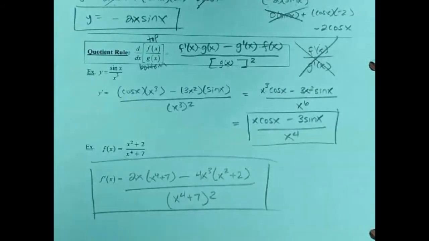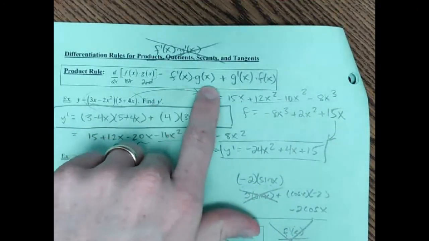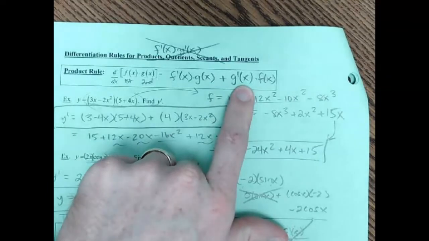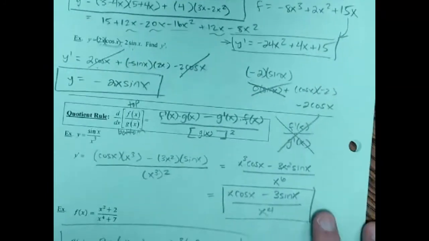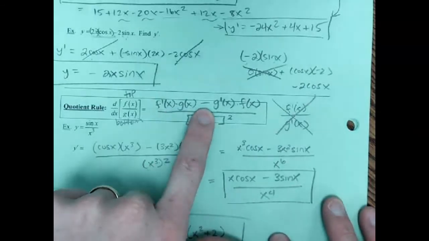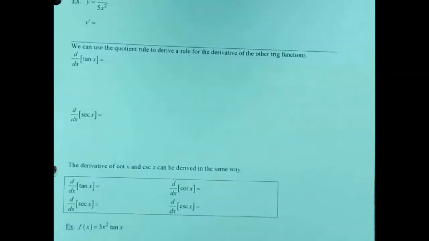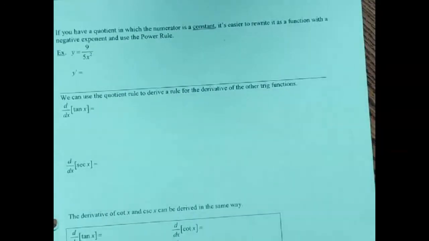Okay, so remember, product rule, derivative of the first times the second plus derivative of the second times the first. Quotient rule, you have the derivative of the top times the bottom minus derivative of the bottom times the top over the bottom squared. If you were here in class, I'd make you repeat it with me a couple of times to hopefully get it stuck in your head, but you're not, so I hope you just do it at home.